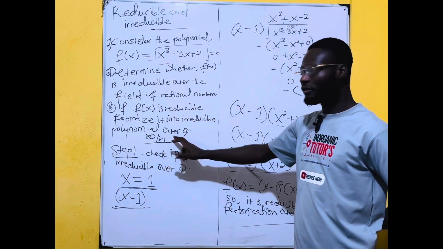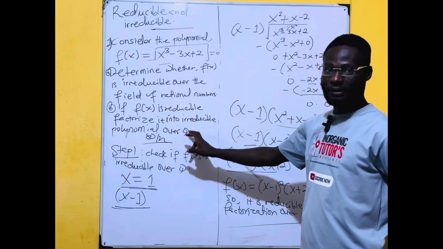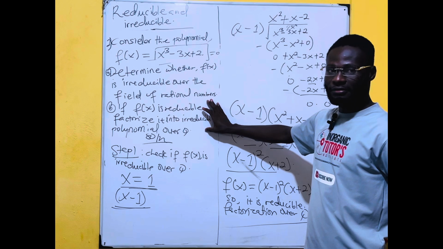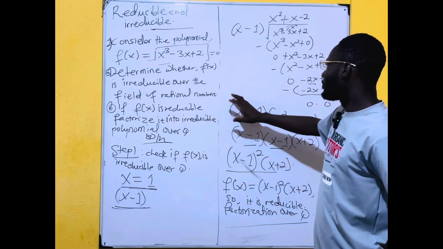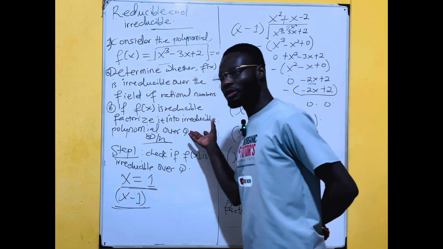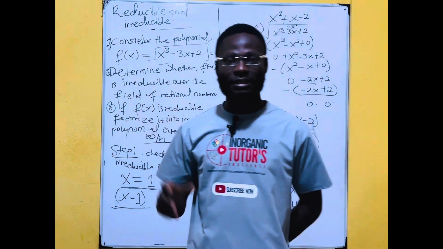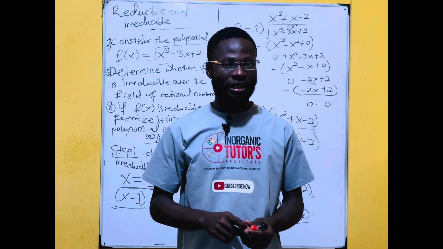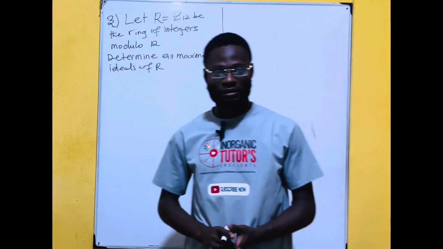Irreducible polynomial over what? Q, which is what? The rationals. So I want you to do that for me. This is basically the solution. This part is not going to be anything difficult. Please leave your answer in the comment section if you get it done.